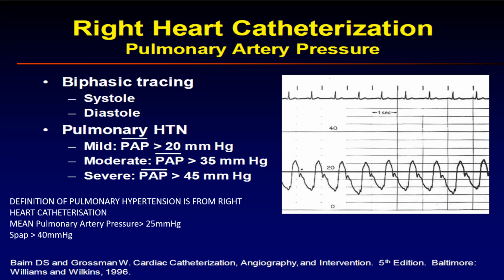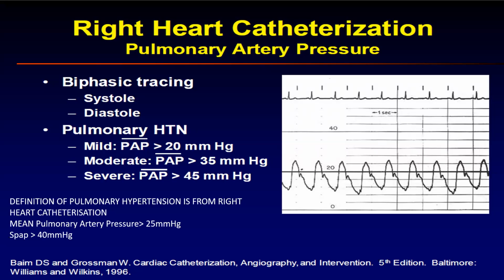In group 2 pulmonary hypertension, because it's left-sided heart disease, the mean pulmonary artery pressure is higher than 25, and the left atrial pressure is also more than 15. So that's the difference between group 2 and the other groups of pulmonary hypertension. So when you do right heart catheterization, this is the definition when you want to diagnose someone with pulmonary hypertension: pulmonary artery pressure that is more than 25 millimeter mercury.